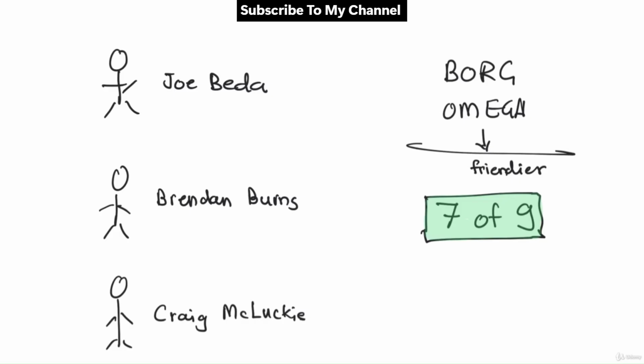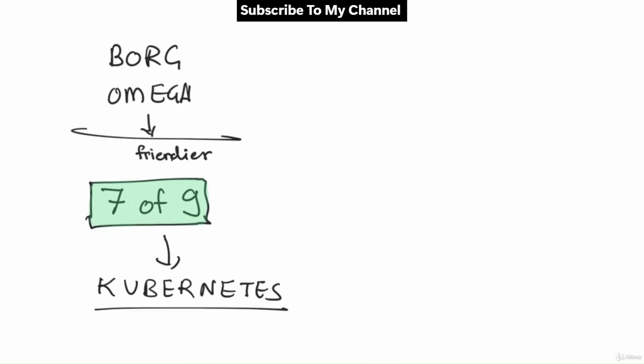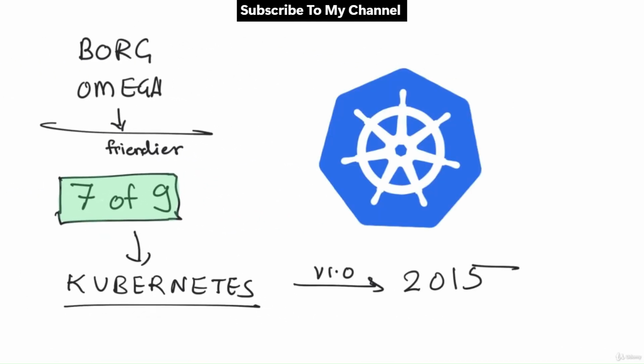And they did a great job at building a minimalistic container orchestration engine. And when they announced it to the world in 2014, they called it Project Kubernetes. And that's how Kubernetes was born. The first version of Kubernetes to be released was in 2015. And since then, it has been one of the most popular and most contributed projects on GitHub.